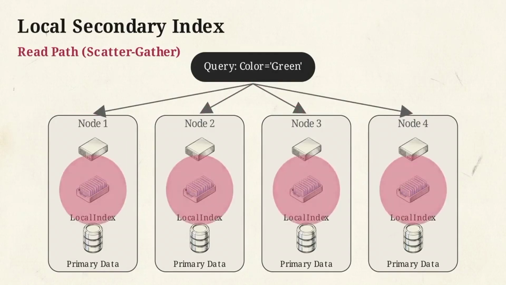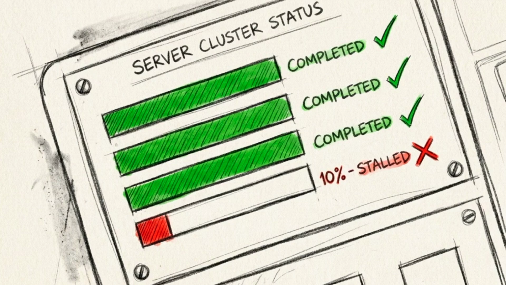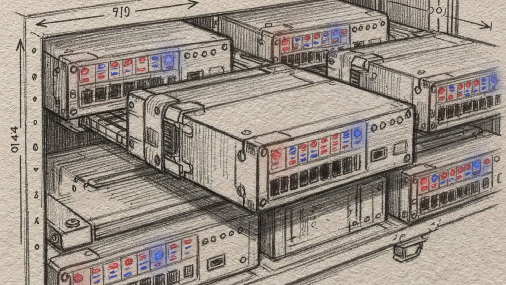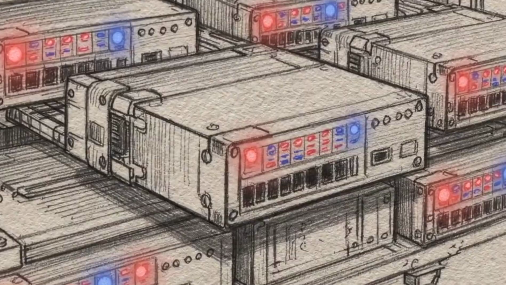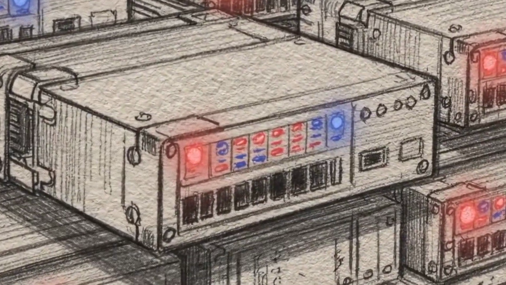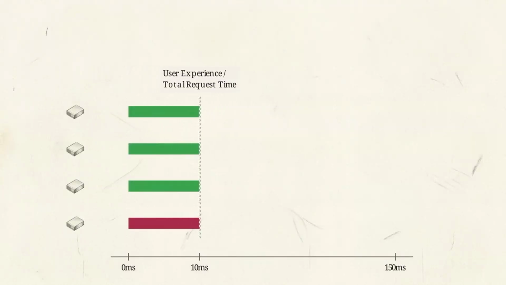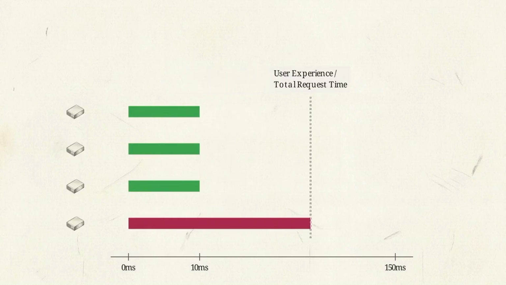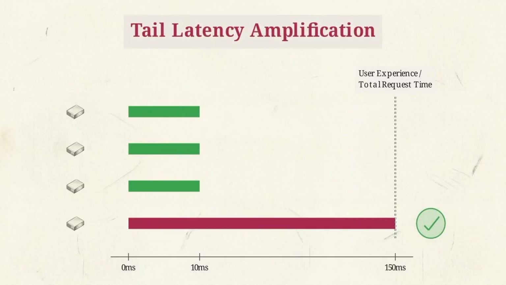Because the secondary attribute doesn't indicate which machine holds the data, a query must hit every node in the cluster and gather the results. This parallel execution introduces a significant operational risk. Because the query isn't finished until the last node responds, the entire request is at the mercy of the single slowest machine in the cluster. As this chart illustrates, 3 partitions might return results in 10 milliseconds, but if a fourth takes 150, the user waits 150. This is tail latency amplification, where one outlier dictates the performance of the whole system.